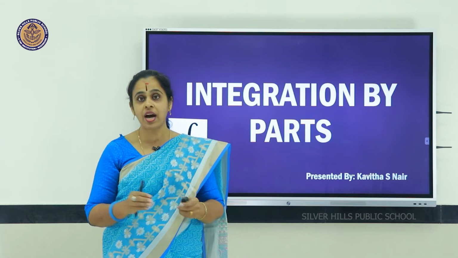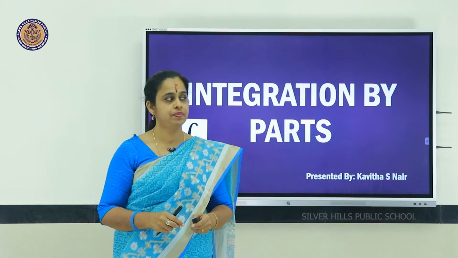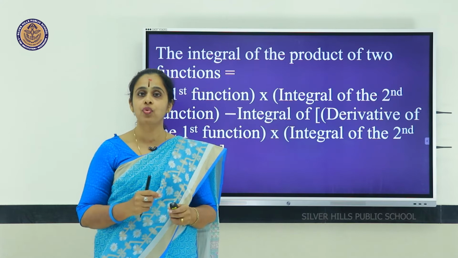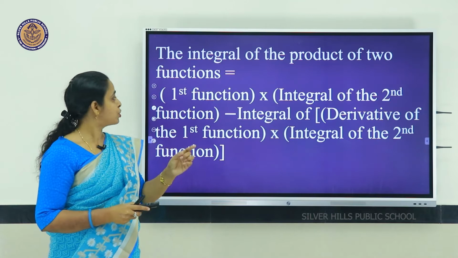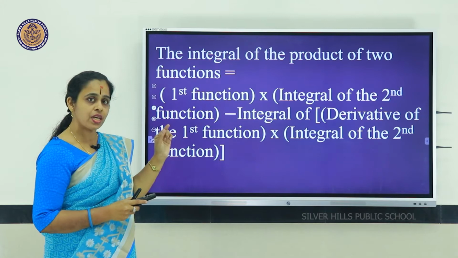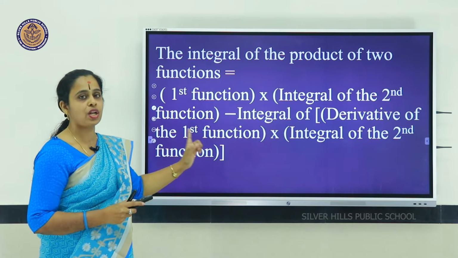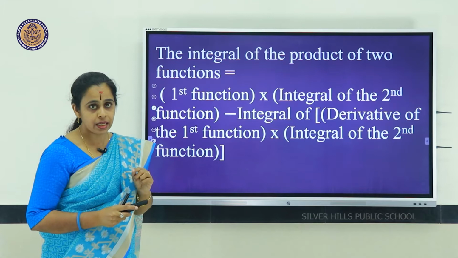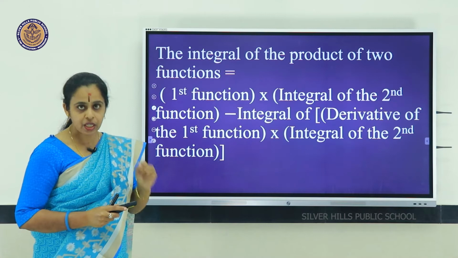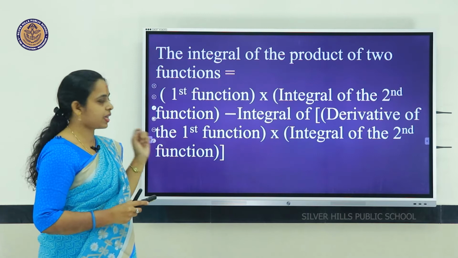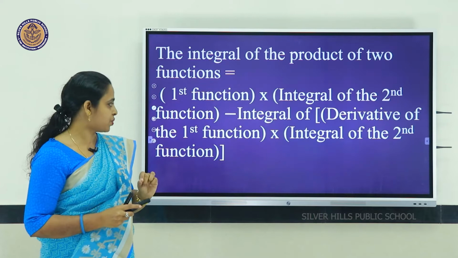We call this integration by parts. When we find the integral of a product of two functions, we have to follow a certain rule. The integral of the product of two functions equals first function into integral of second function, minus integral of derivative of first function into integral of second function. I will say it once more to make it clear: the integral of the product of two functions equals first function into integral of second function, minus integral of derivative of first function into integral of second function.